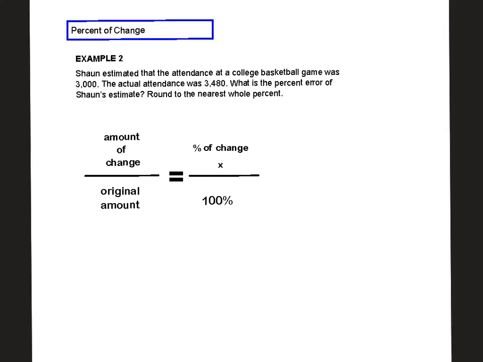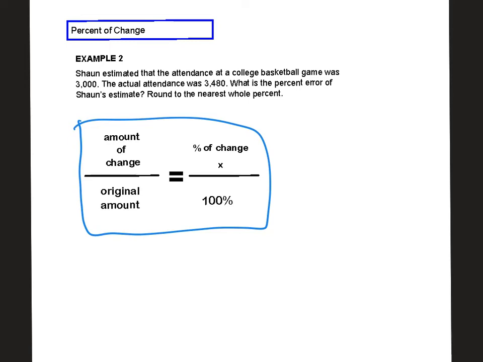Example 2. Sean estimated the attendance at a college basketball game was 3,000. The actual attendance was 3,480. What is the percent error of Sean's estimate? Round to the nearest whole percent. Here we go. I have the same proportion that I want to use. Which is here. This is my proportion.